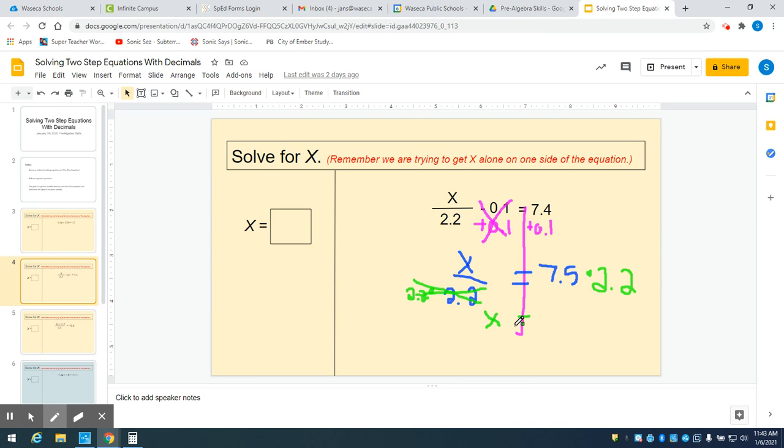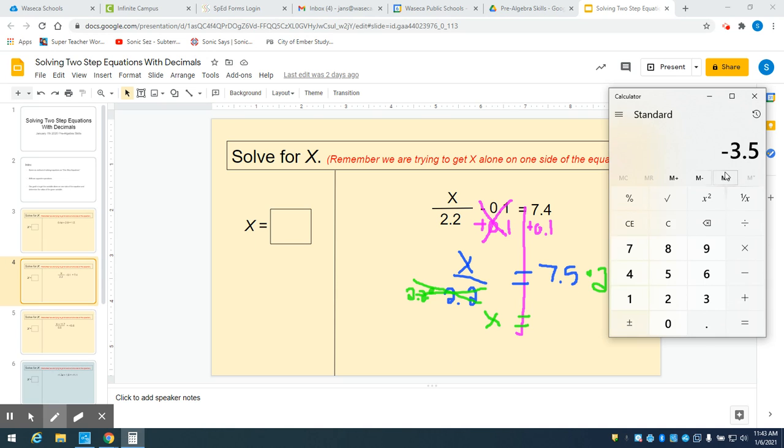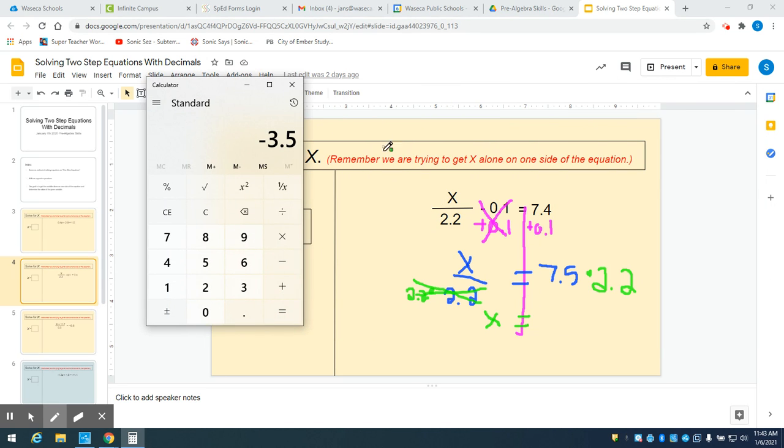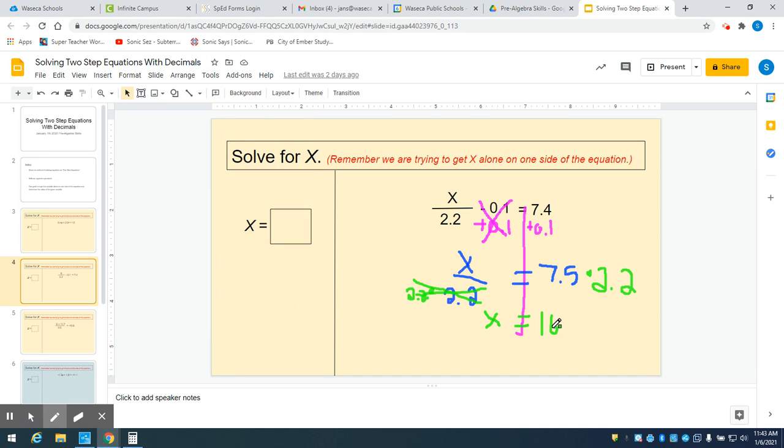X equals 7.5 times 2.2. You can use your calculators for this today. So clear it, 7.5 times 2.2 equals 16.5. So x would equal 16.5.